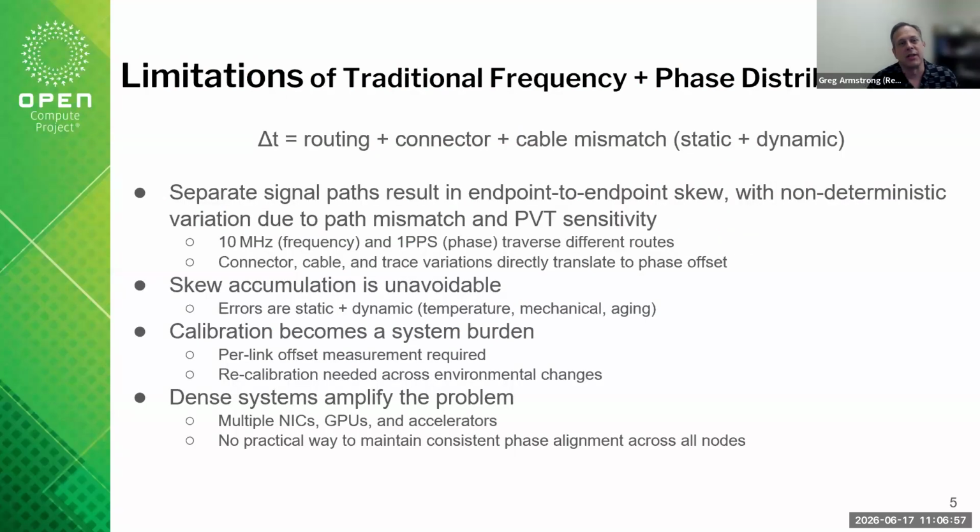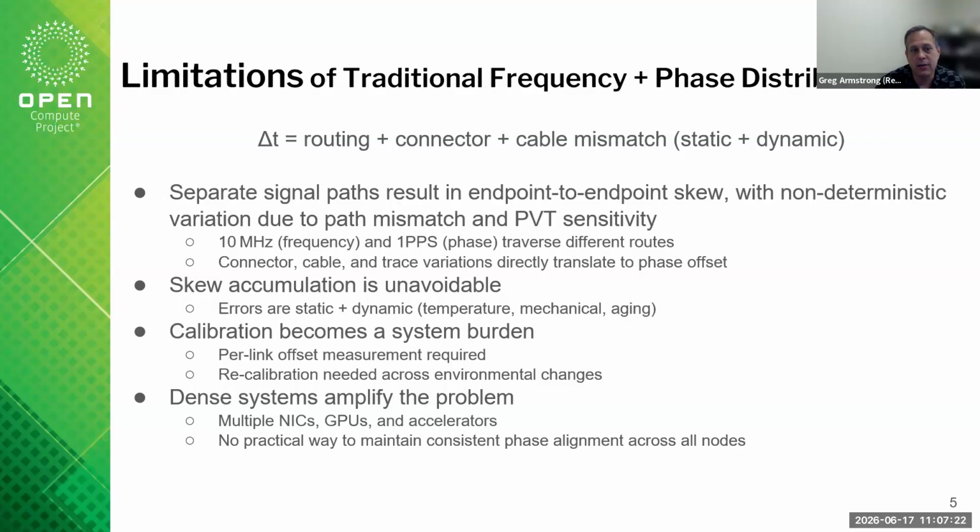So what are some of the limitations? And again, a lot of these things I think have been discussed over the sessions. One of the biggest disadvantages when you start distributing any sort of signal, be it a frequency clock like 10 megahertz or a 1 pulse per second that may represent some sort of phase or alignment relationship, is that typically these have to traverse paths to get there.